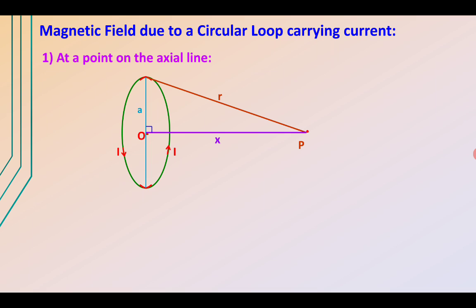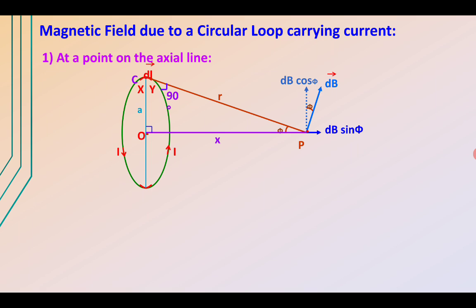Now let us join this current element with this point, and the position vector is r, making an angle theta, because we are just drawing a tangent from this element to the point P. So there is a 90-degree angle between this position vector and the axial line of this circular loop, and dB represents the small amount of magnetic field produced by this current at point P.